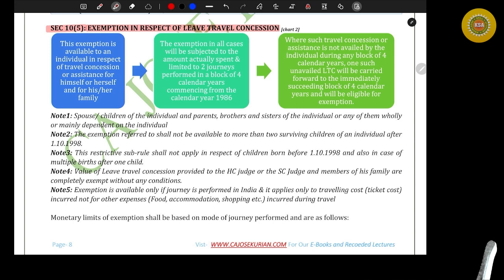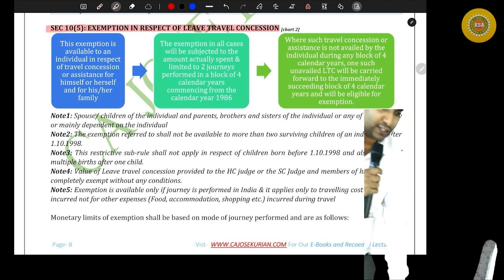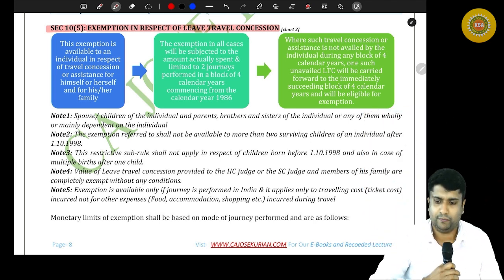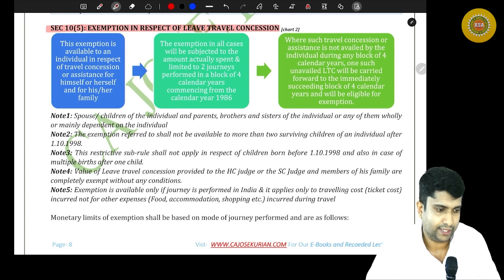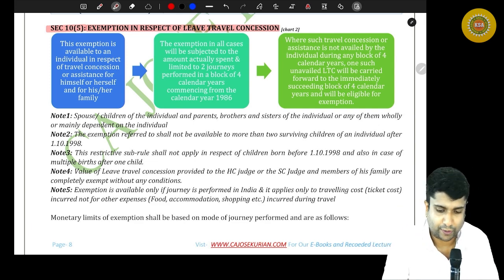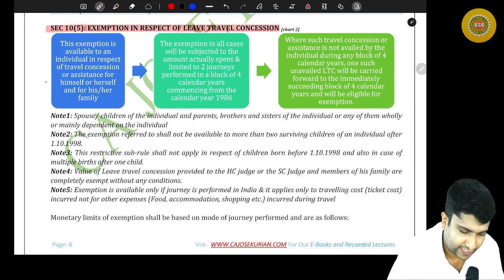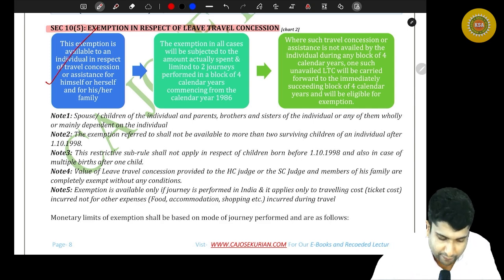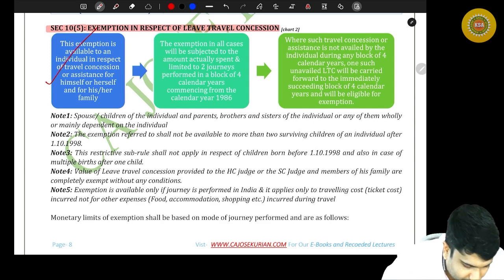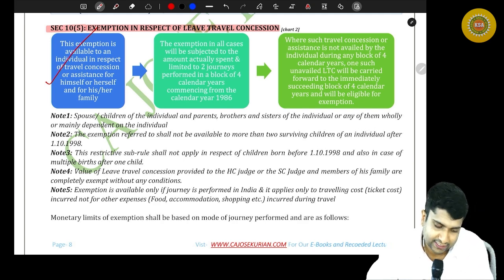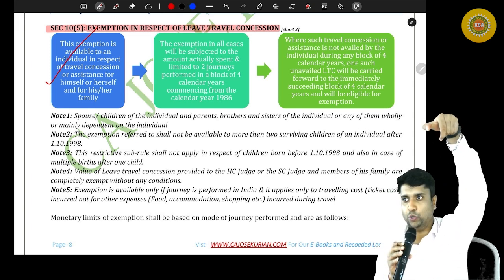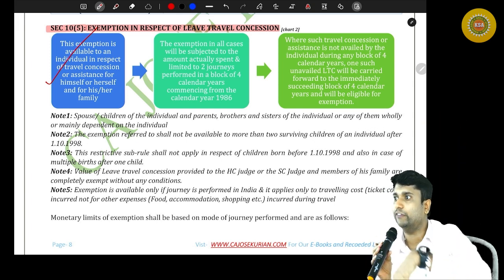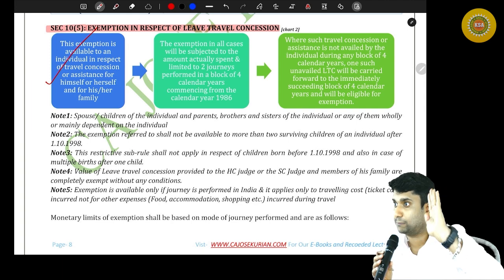So let's understand what exactly that particular exemption is. Now, can you read that first blue box? Voice is not audible. So, friends, please tell me, am I audible? Yes. Okay, great. So listen, can you read the first blue box? What exactly is that? This exemption is available to an individual in respect of travel concession or assistance for himself or herself or for his or her family. Either you yourself or along with your family are going for a travel, you will get this benefit.